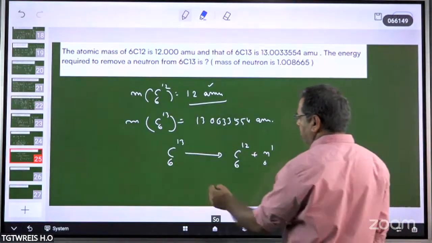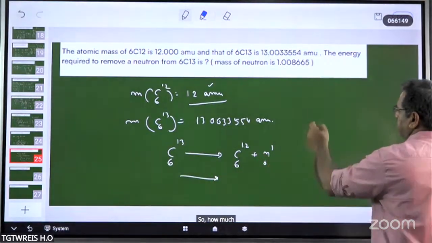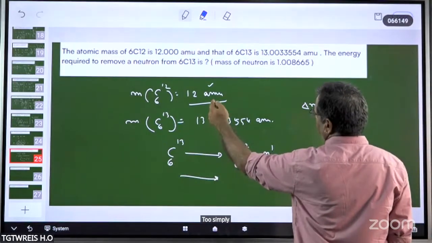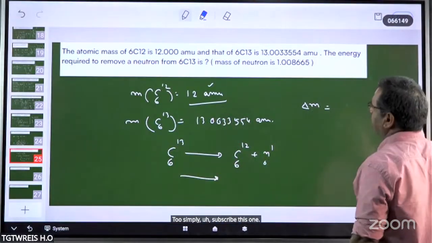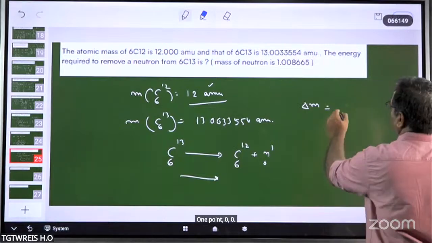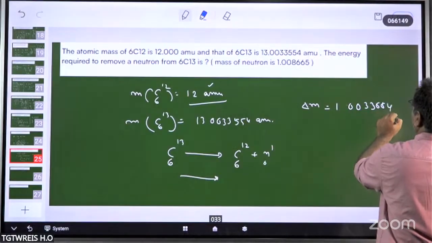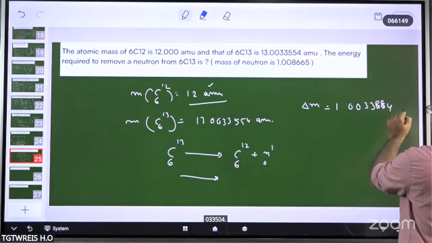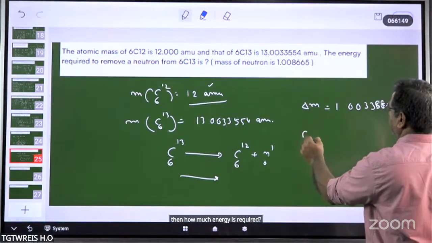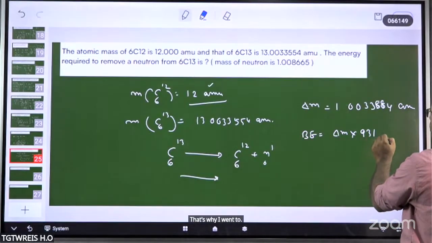So mass is going to decrease. How much is the difference of mass? Delta M, you simply subtract this. That is equal to 1.000335554 AMU. Then how much energy is required? Energy is equal to delta M into 931.5.